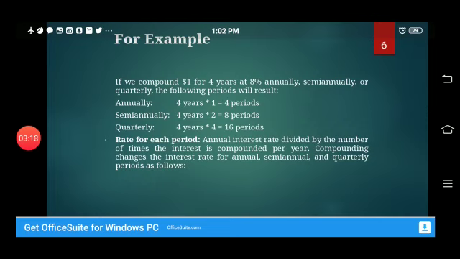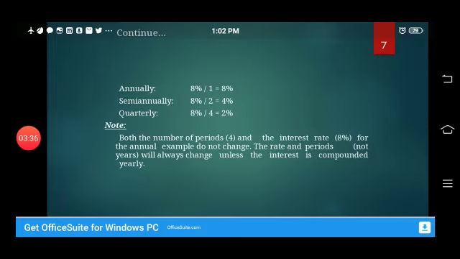Rate for each period: annual interest rate divided by the number of times the interest is compounded per year. What we will do is divide the interest rate. If it is quarterly, we will divide it by 4. If it is semi-annually, we will divide it by 2. If it is annually, we will divide it by 1. Let's look over here. 8% divided by 1 is 8%. 8% divided by 2 if it is semi-annually, and 8% divided by 4 if it is quarterly. Both the number of the periods and the interest rate of the annual example do not change.